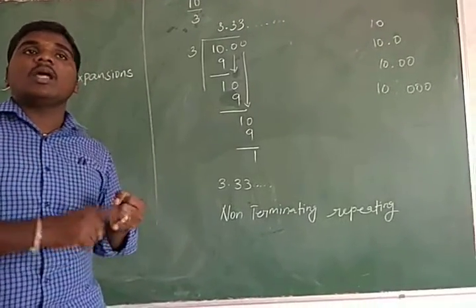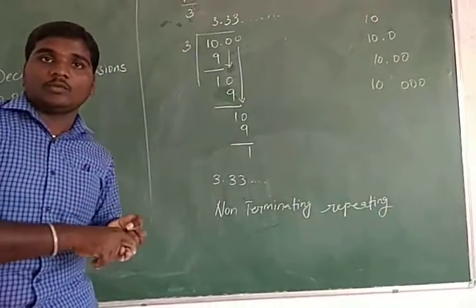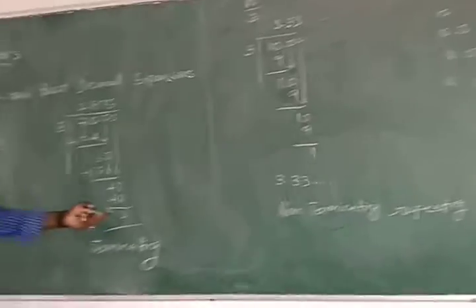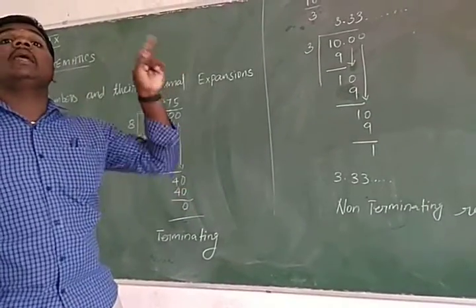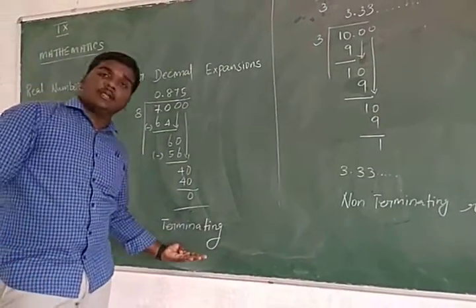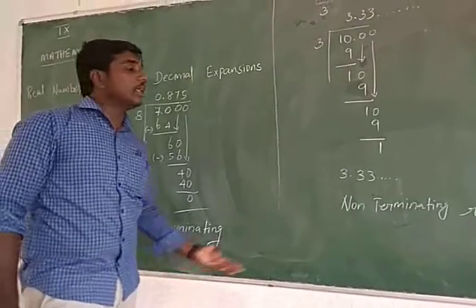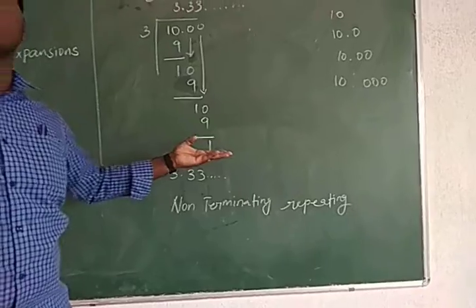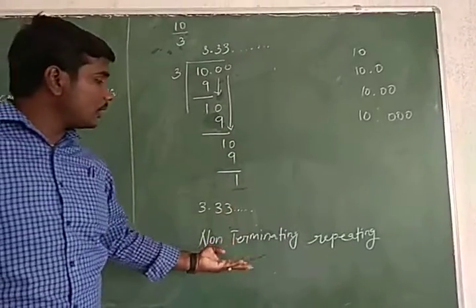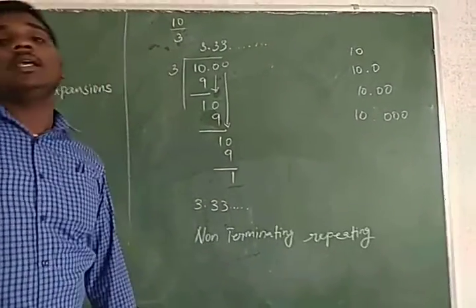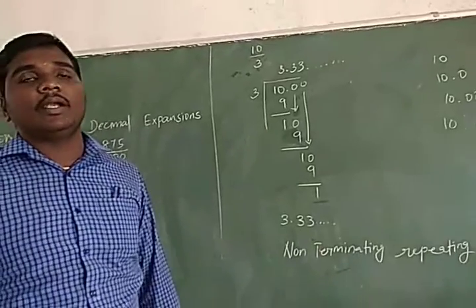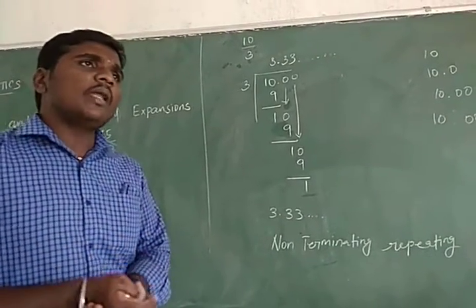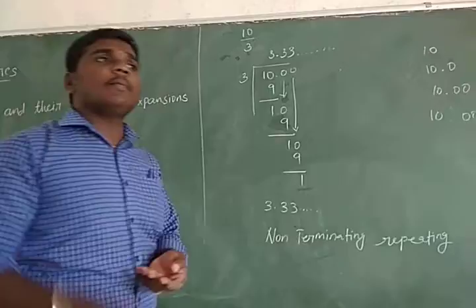It is one concept. Another one is terminating. Here the remainder becomes 0. This is the last sum. Remainder becomes 0, so the decimal expansion is terminating. Here the remainder becomes non-zero. The remainder is not 0. We get something, and that is called non-terminating, repeating.